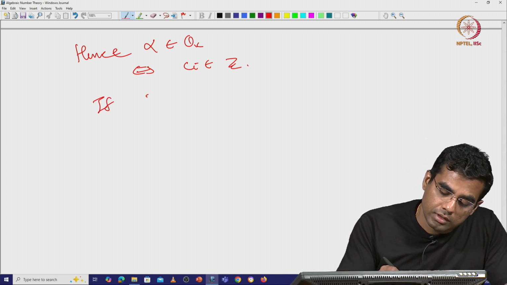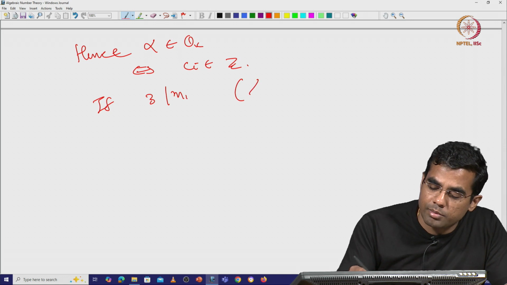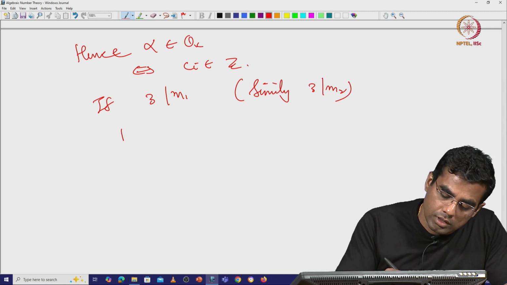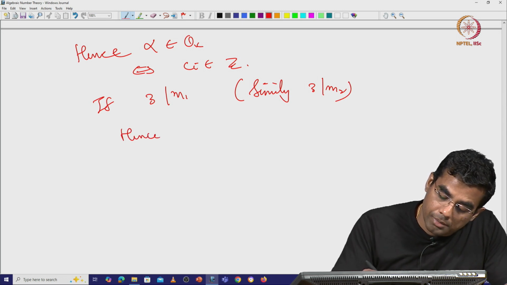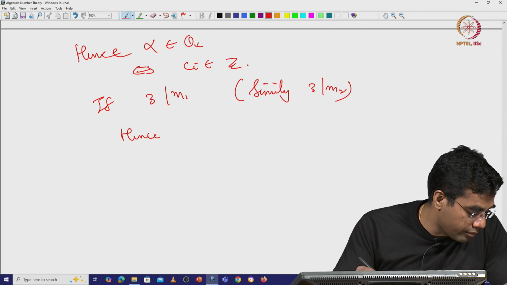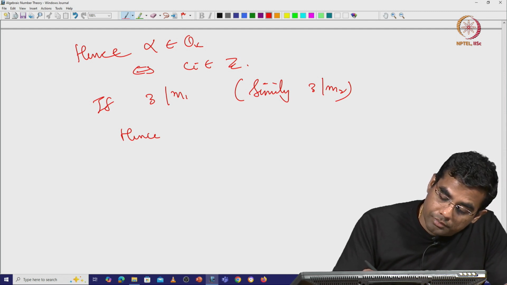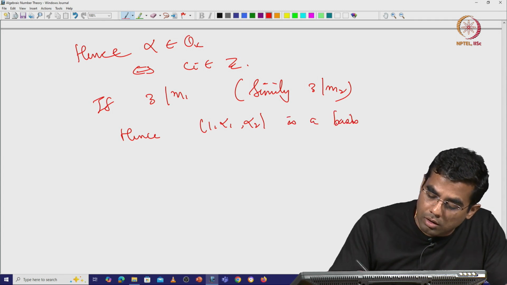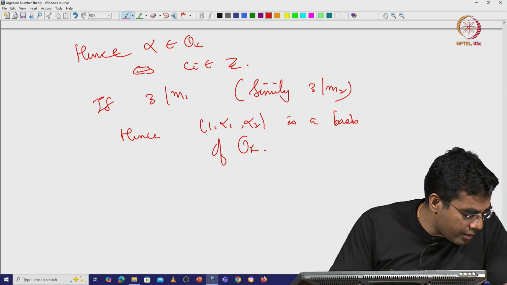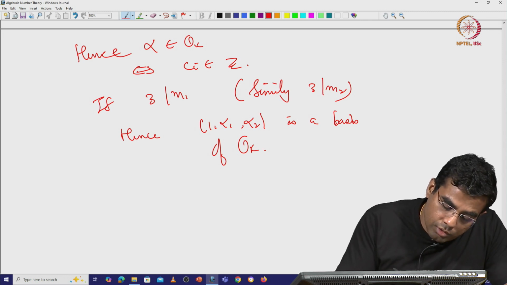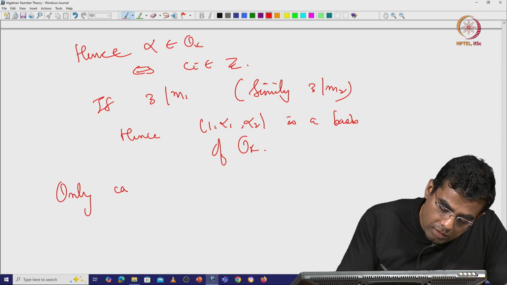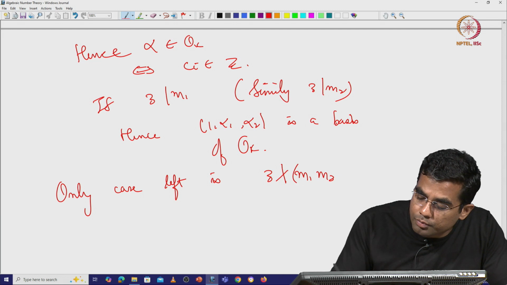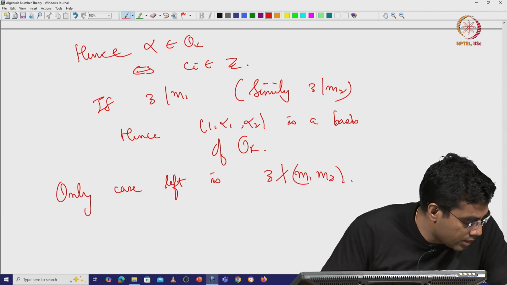So, if 3 divides M1 and similarly 3 divides M2, then of course we have that 1, alpha 1, alpha 2 is a basis of OK, right. So, now we have to look at the condition. So, the only case left is 3 does not divide M1 M2, right. That is the last case that is left.